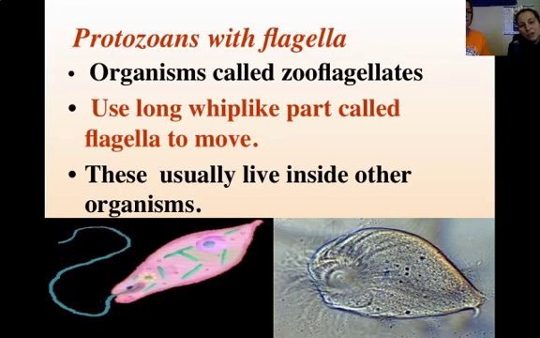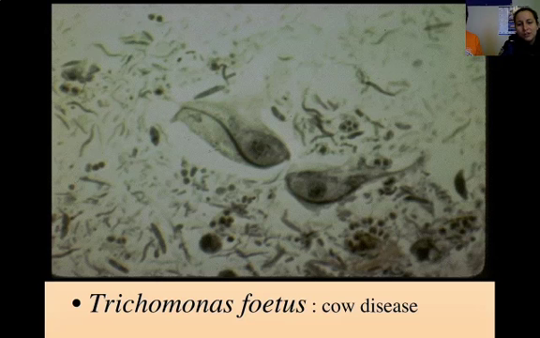Okay, and then there's also protozoans with flagella. These organisms are called zooflagellates. They use a long whip-like part called the flagella to move, and they usually live inside other organisms. So here's an example of one of those. It's Trichomonas fetus, which is a cow disease.